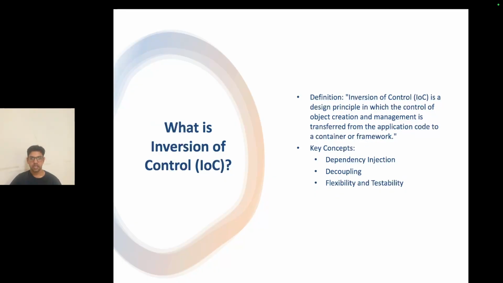So the definition of IOC: inversion of control is a design principle in which control of object creation and management is transferred from application code to a container or framework. So what does it mean? Instead of the application managing its objects, we ask the container, or the framework itself, to manage the objects in your application. So you don't have to worry about how your object dependencies should be maintained. You don't have to create dependencies for the objects. All those object dependencies will be handled by the Spring framework. That's why dependency injection.